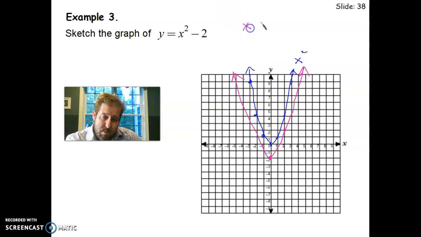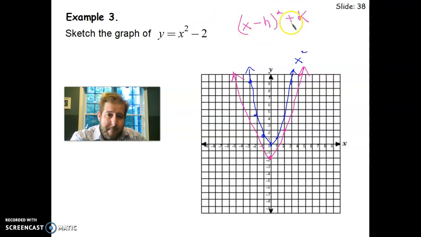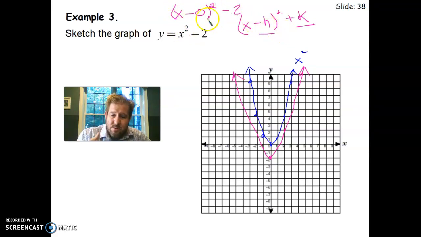You might remember this. So x minus h squared plus k. So this is the transformation. This moves it left or right, and this moves it up or down. Now this is kind of like x minus 0 squared minus 2, if that makes sense. So there was no h there, so I just put 0 in for h because it didn't move left or right. And you can clearly see that this is a down 2.